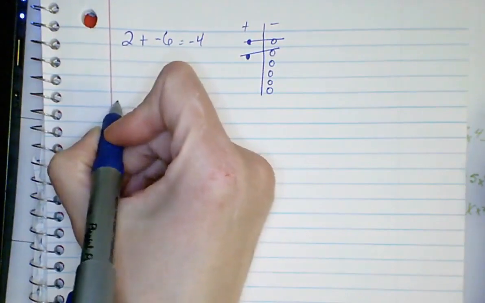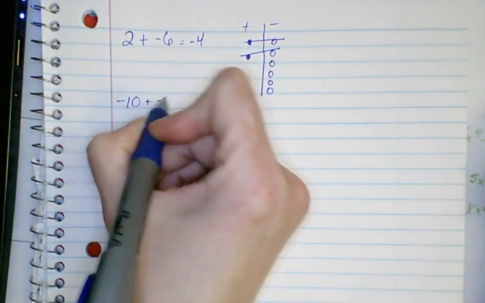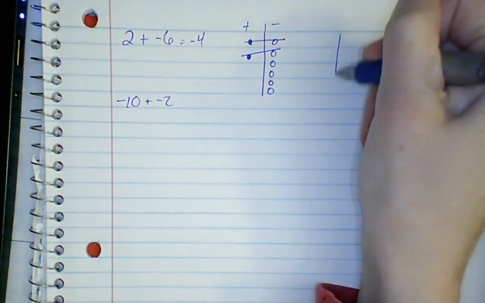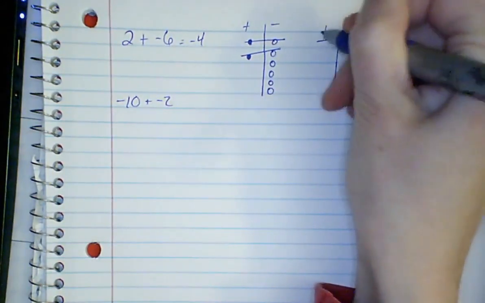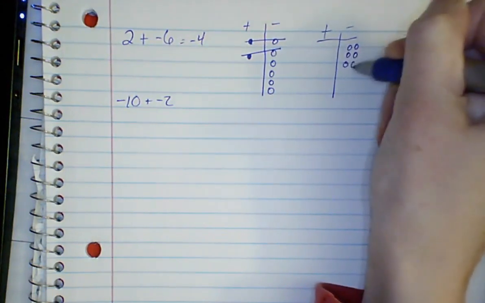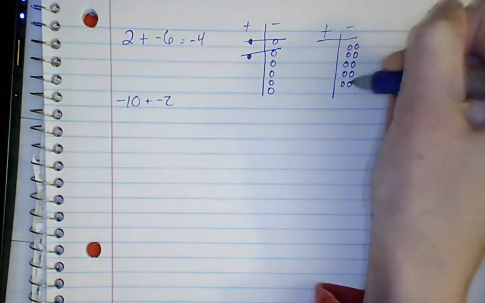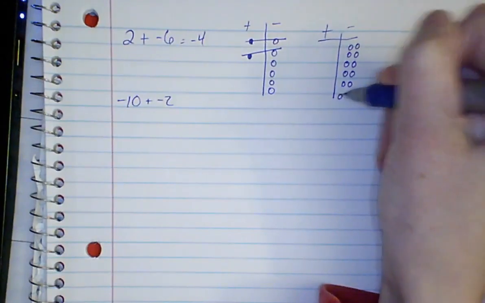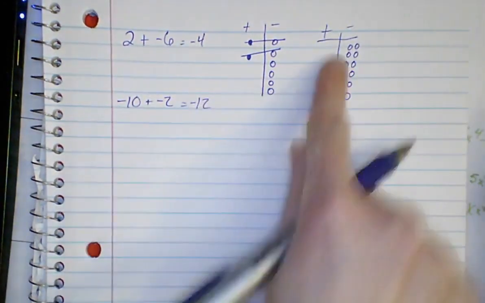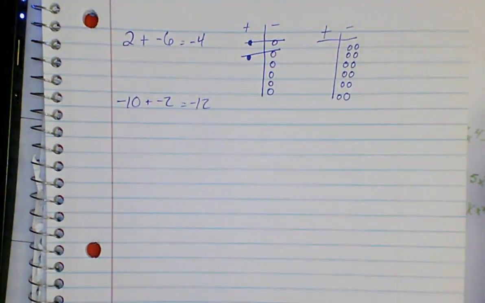If we have negative 10 plus negative 2, so on our battle station here, we have a positive side and a negative side. Well, we have 10 negative values, and then we're adding 2 more negatives. Well, that's just going to give us negative 12, and as you can see, we keep the sign. We just add the numbers and keep the sign.